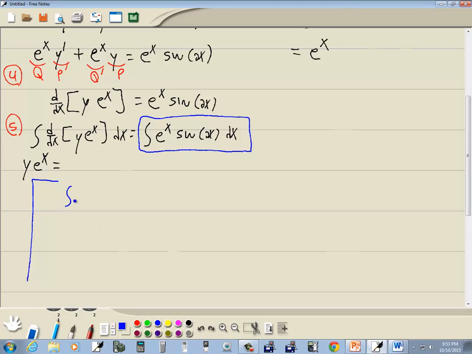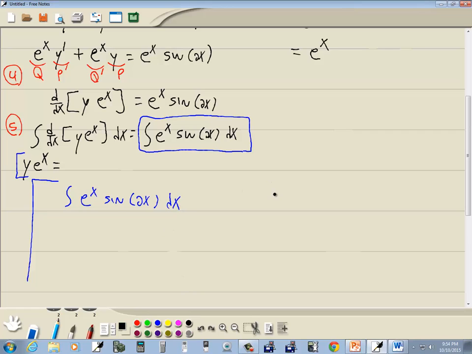And I'll do it in blue, I guess, just so you know it's separate from this. And let me write that down. Y e to the x equals. On the next page, I'll complete this line I just started right here. But let's find the integral of this. E to the x sine of 2x dx. I'll switch over to black in case that's easier to see.